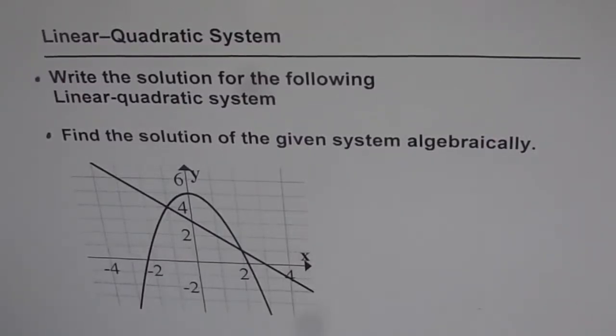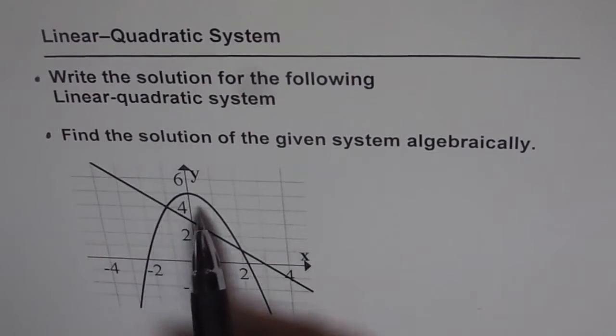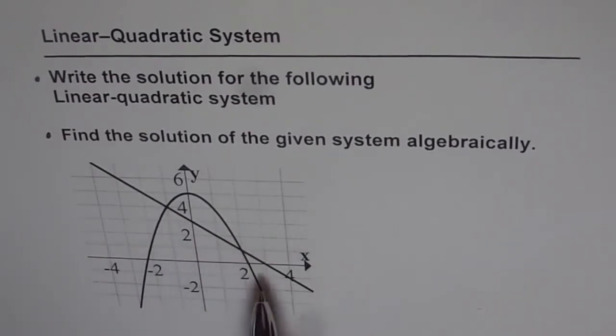Linear-quadratic system. Write the equation for the following linear-quadratic system. Find the equation of the given system algebraically. And we are given here a graph in which we have a parabola, an inverted parabola, and a line. Now, as you can see, a parabola represents a quadratic function and a line represents a linear function.